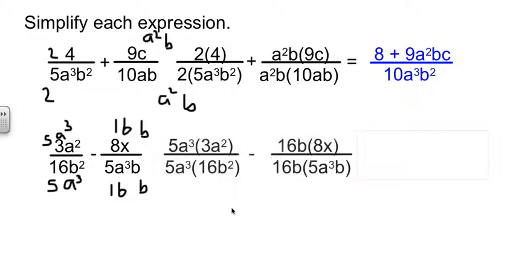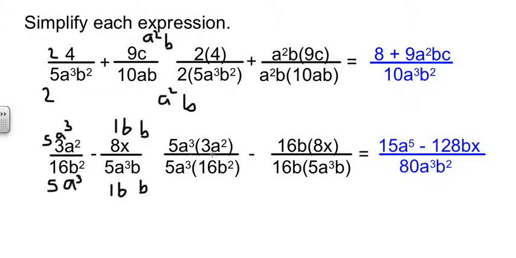And you'll see that's what we've used at this step. We've multiplied by the 5 and the a cubed on the first one, and the 16 and the b on the second one. Now it's just a matter of cleaning up. This is 15 a to the 5th. This is 16 times 8 is 128 bx. 8 times 15 is 80 a cubed b squared. Nothing in common amongst everything, so we're good.